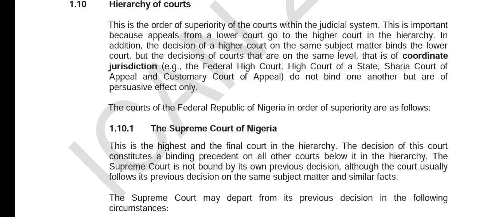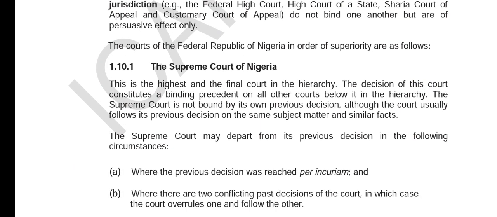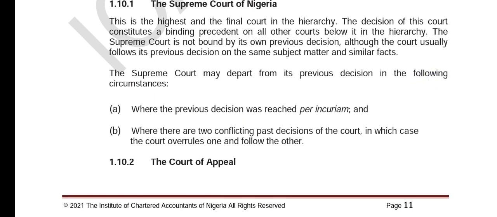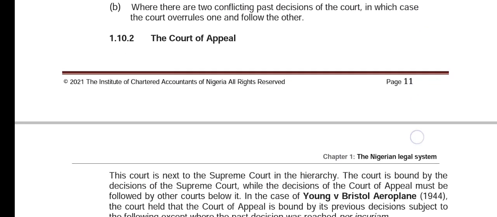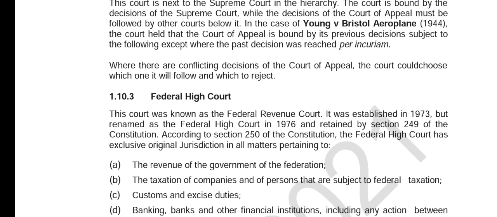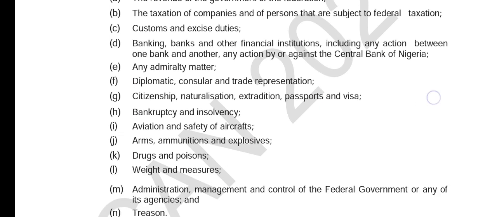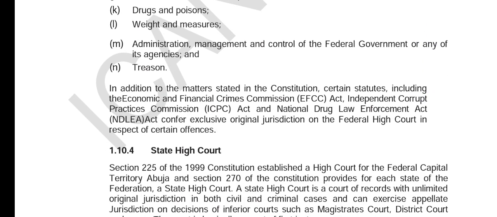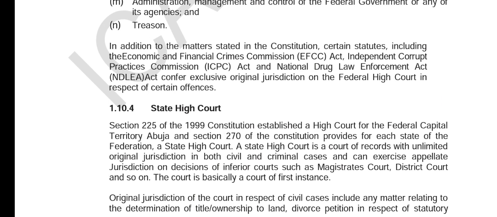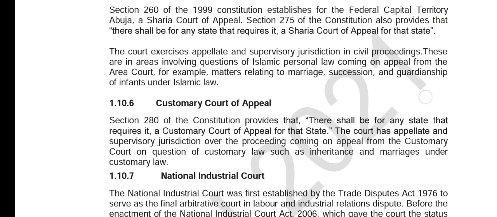In the hierarchy of courts in Nigeria, we know the Supreme Court is the first. It can actually overrule any judgment that has been made by a lower court. It's supreme. From the word supreme, you should know what it means. Then the next is the Court of Appeal. We also have the Federal High Court, which deals with matters relating to revenue, taxation, bankruptcy, aviation, safety of aircraft, and the rest of it. And also, we have the State High Court, Sharia Court of Appeal, Customary Court of Appeal, National Industrial Court.